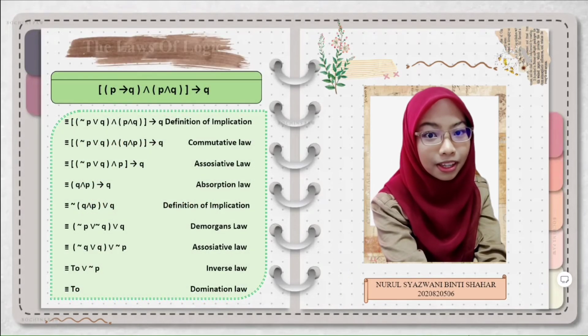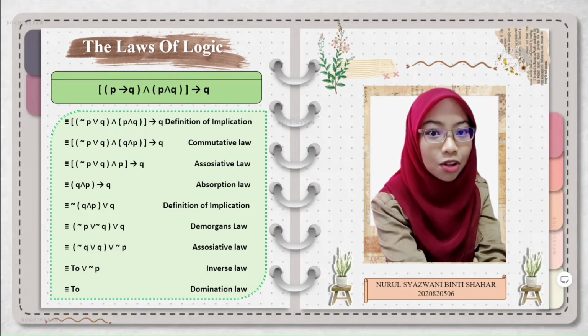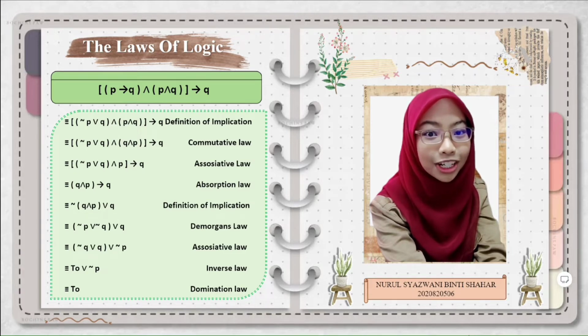Last example for this topic. When we see this expression, try to change the implies first, using definition of implication followed by commutative law. Then, we eliminate P using associative law followed by absorption law. Next, we change the implies again using definition of implication. After that, we use De Morgan's law followed by associative and inverse law. Lastly, we got tautology by using domination law. Since this expression is a tautology, it is logically implied. That's all for this topic.